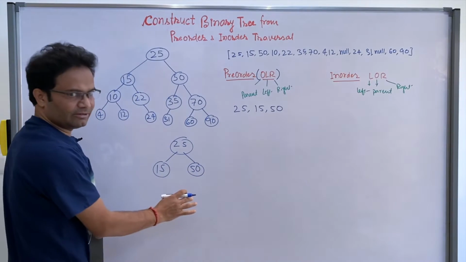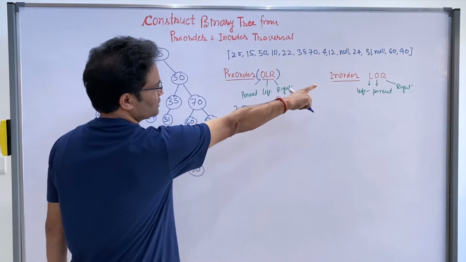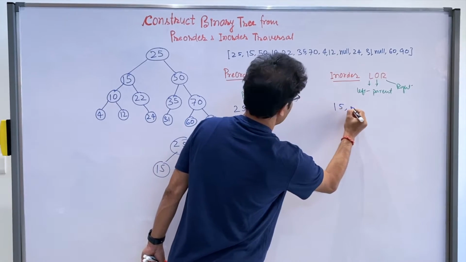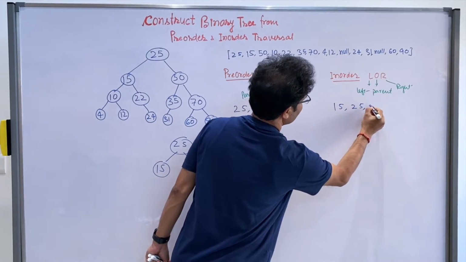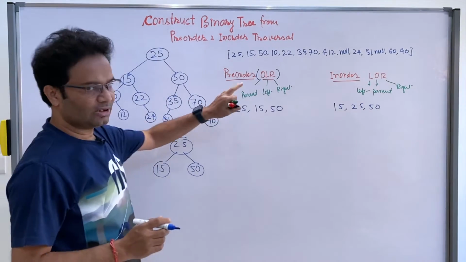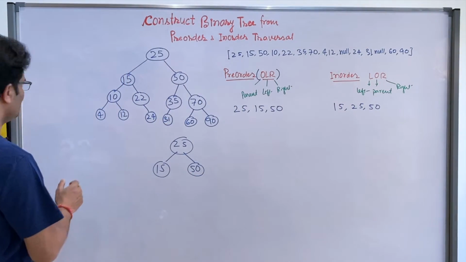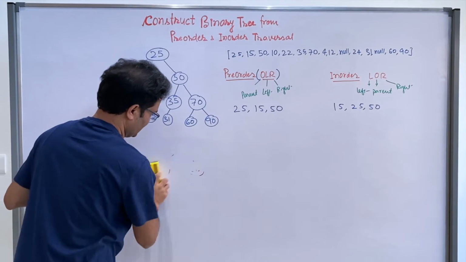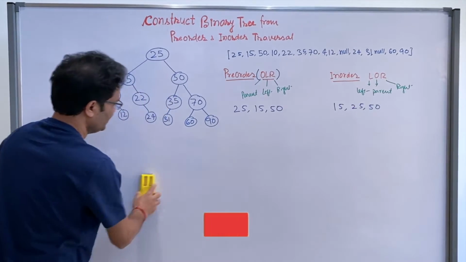For the same tree, if you have to write the inorder, you have to go left first. So 15, and then the parent, and then the right side. So this is how we write the preorder and inorder. Now let us try to make the preorder for this bigger tree, then we will understand what the preorder is.